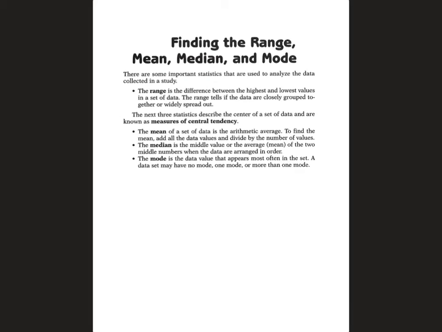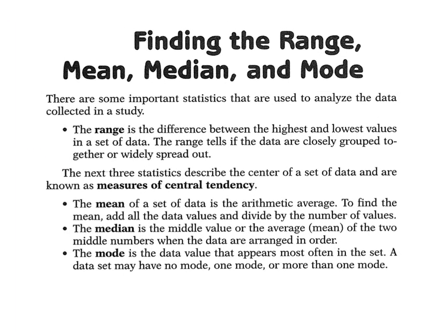So if we look at some examples, we're going to just move into finding the range, mean, median, and mode. There are some important statistics that are used to analyze the data collected in a study. The range is the difference between the highest and the lowest values in a set of data. The range tells if the data are closely grouped together or widely spread out. The next three statistics describe the center of a set of data and are known as measures of central tendency.